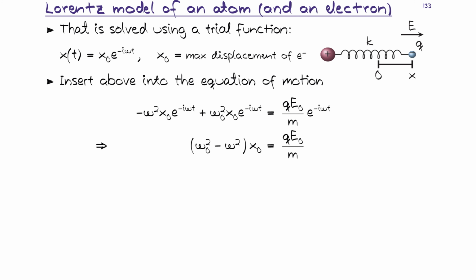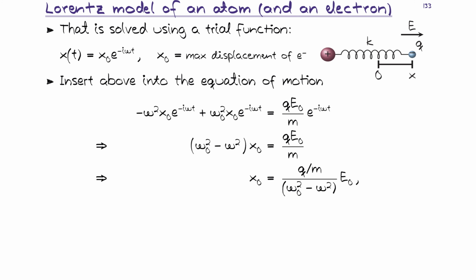And we solve this with respect to the x naught, so the maximum displacement, so that we see what kind of condition we have for this amplitude for the electron oscillation. So that's of course the maximum displacement the electron has. So that will be q divided by m divided by omega naught squared minus omega squared times E naught. That's the amplitude of the driving field.